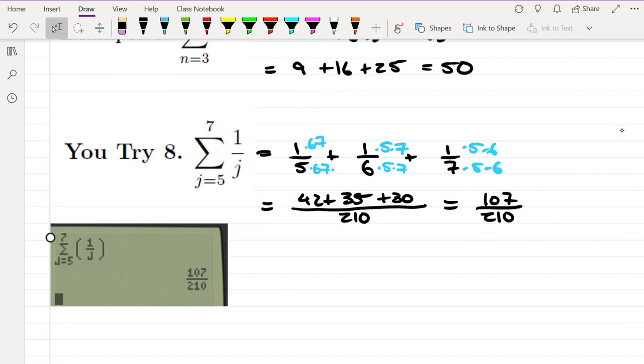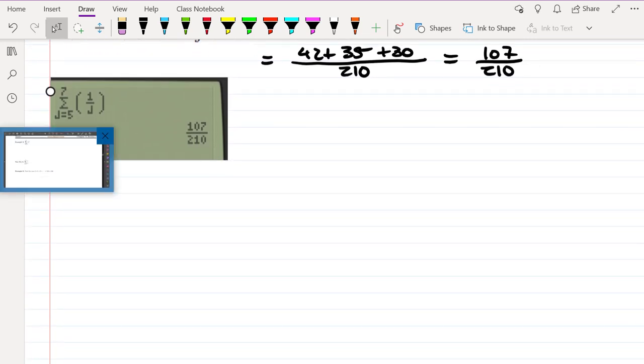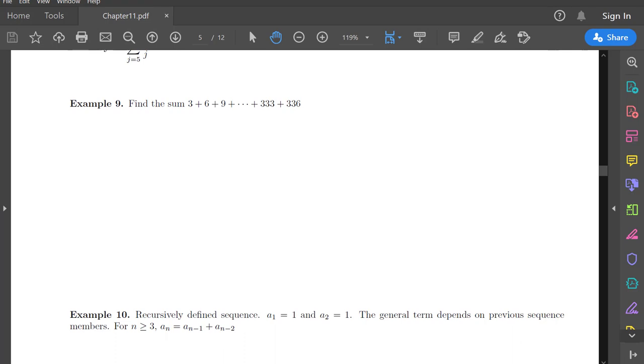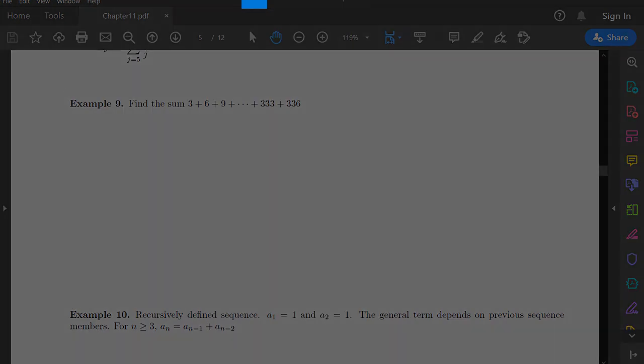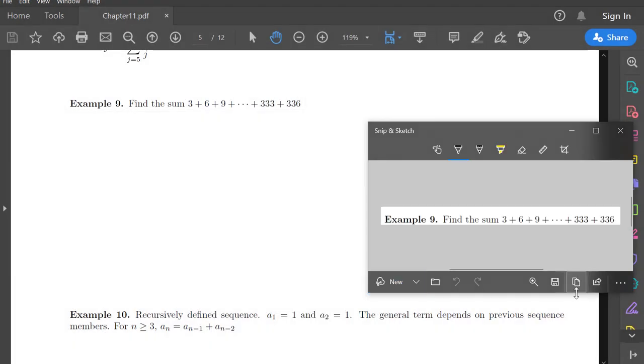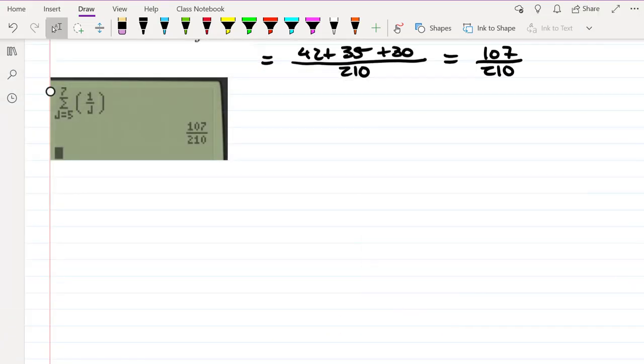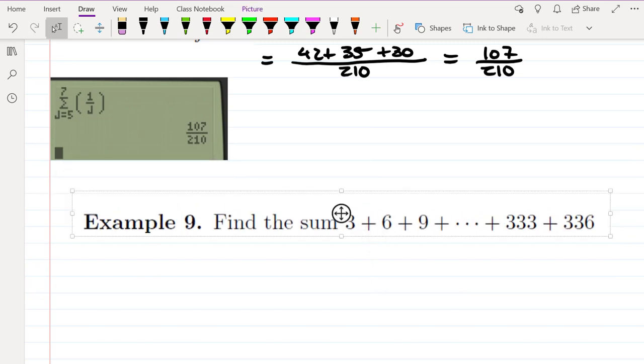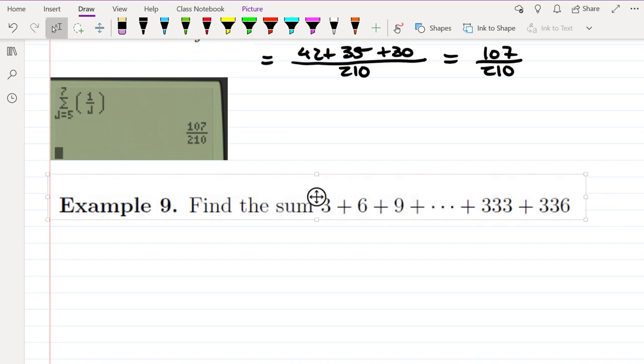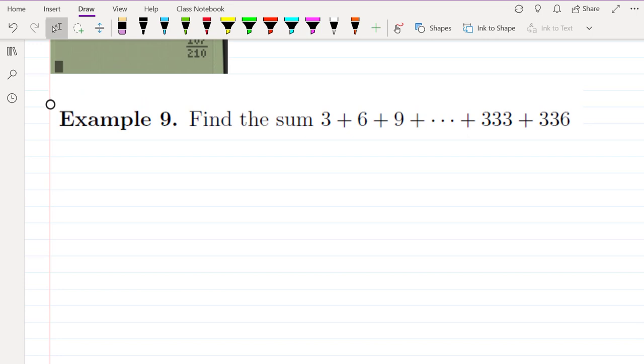To use our graphing calculator, we need to know the starting value, the stopping value, and the general term of our sequence. All right, so let's put all of that together in example number 9. We wish to find the sum of 3, 6, 9, plus dot, dot, dot, all the way out to 333 plus 336. So we need to write this in sigma notation.